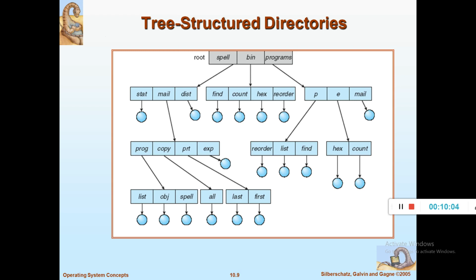For example, consider another directory in this structure, programs. So there are p, e, and mail here. P is going to have one set of programs here: reorder, list, find. And e is another directory containing another set of programs called hex and count.